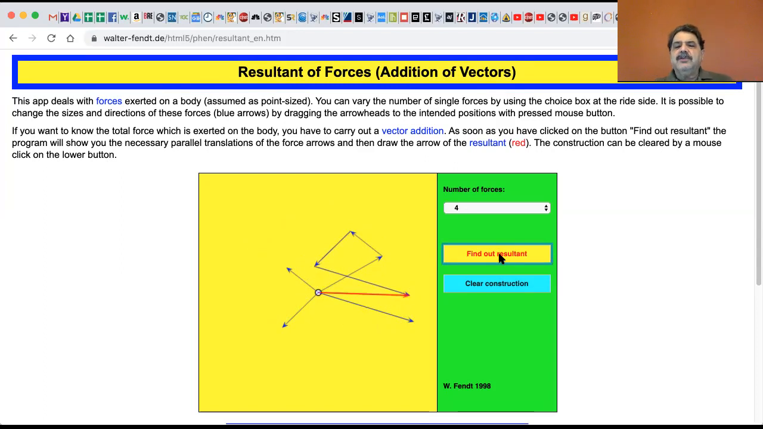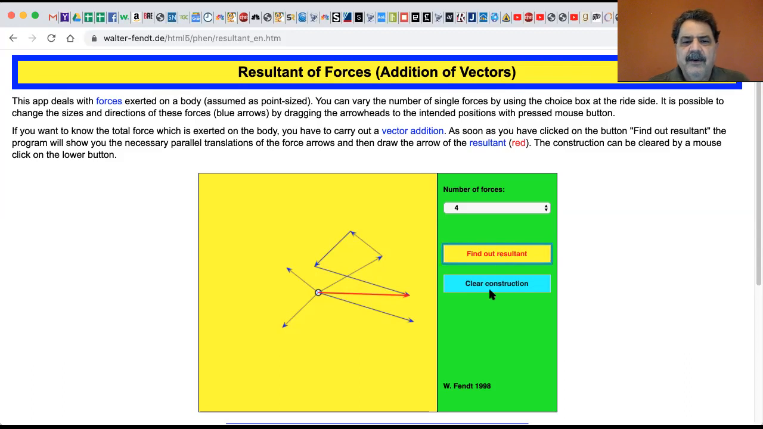Now, all I want you to do is get a screen grab of what you constructed. And I want everybody's to look different. So just use your imagination. You can use 3 vectors, 4 vectors, or 5 vectors, and play around with your vectors, make them look a little bit different.